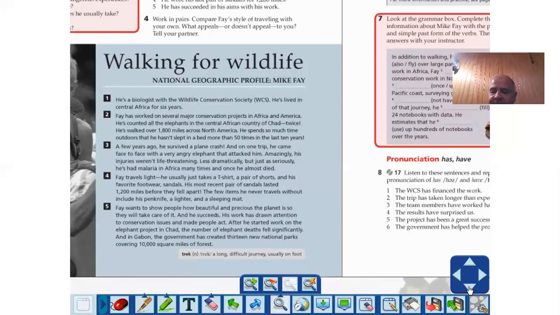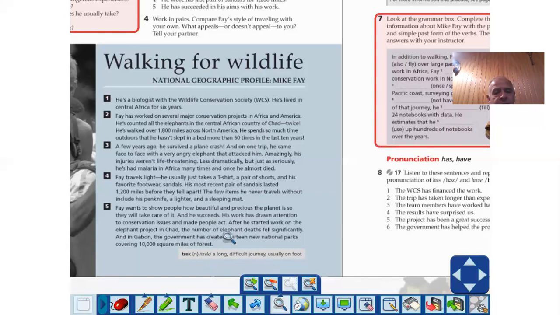All right. Can you see how important this person is? Okay, in here you have the definition of trek. Trek, a long, difficult journey, usually on foot. Okay, that is a trek.